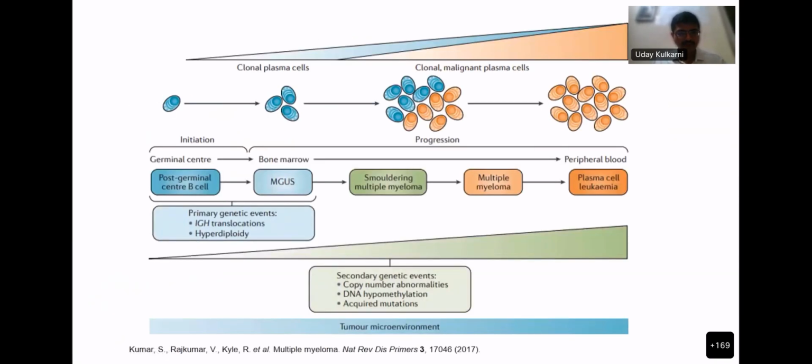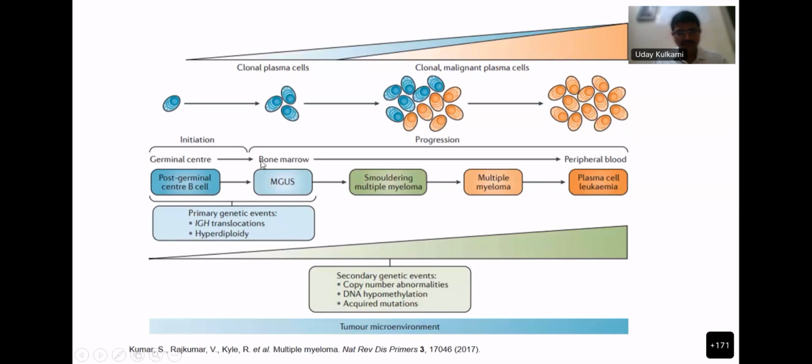Just to recapitulate, all multiple myelomas are a result of progression from a precursor lesion called monoclonal gammopathy of undetermined significance. Pathophysiologically, there are primary genetic events like immunoglobulin heavy chain translocations and hyperdiploidy, which lead to initiation of this process of monoclonal gammopathy of undetermined significance. Patients develop a small M protein detectable in the blood and they are otherwise asymptomatic. Over time, these patients accumulate secondary genetic events in the form of copy number abnormalities, DNA hypomethylation and acquired mutations, and this leads to formation of clonal malignant plasma cells.